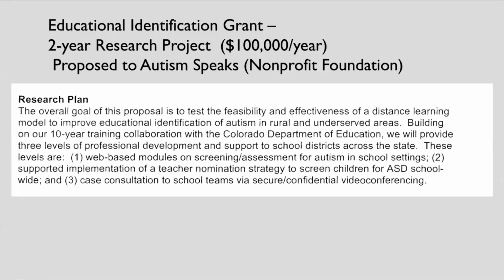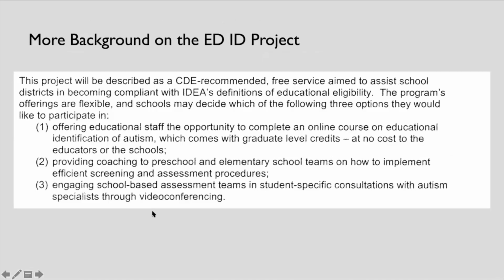So all you need to know about this project is we were asking for funding for 2 years at $100,000 a year to a nonprofit foundation called Autism Speaks to help us try to improve educational identification of students in elementary, middle, and high school who have not been identified as having a developmental disability, but really need to be identified. So Colorado was at a time the third worst in the nation in identifying students for special ed, and we were hoping that we could improve it.